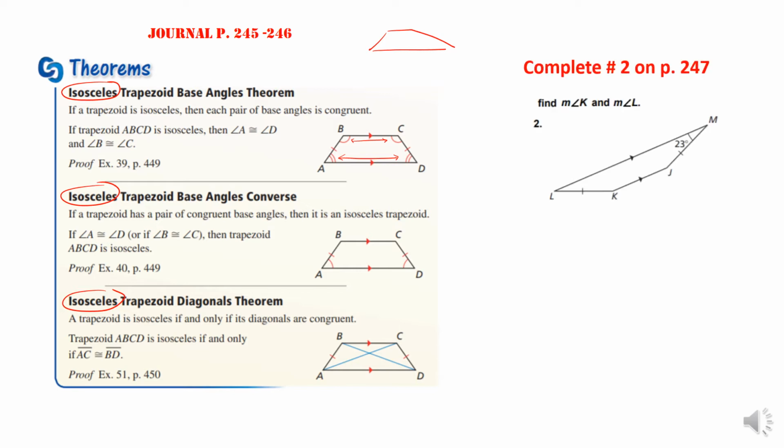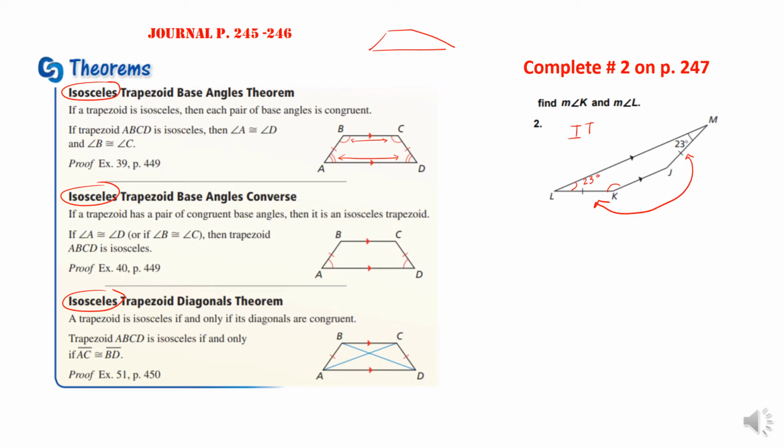All right, so this is on page 247 of your journal. They want you to find the measure of angle K and the measure of angle L. The first thing you want to do is look at your diagram. What do you see? I see that these sides are congruent, which means that this is an isosceles trapezoid. So now I know that this angle is 23 degrees.